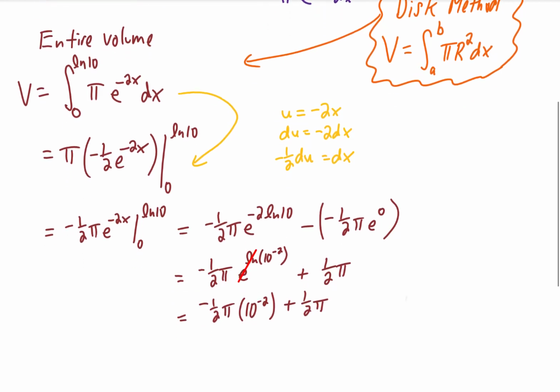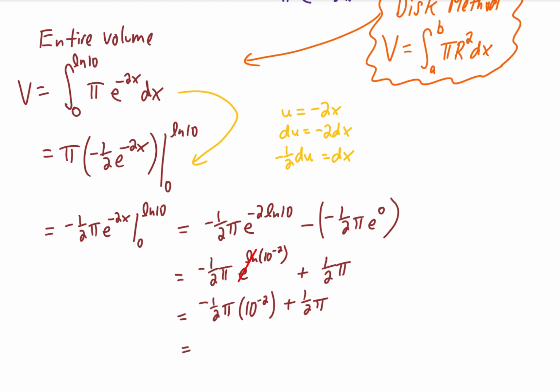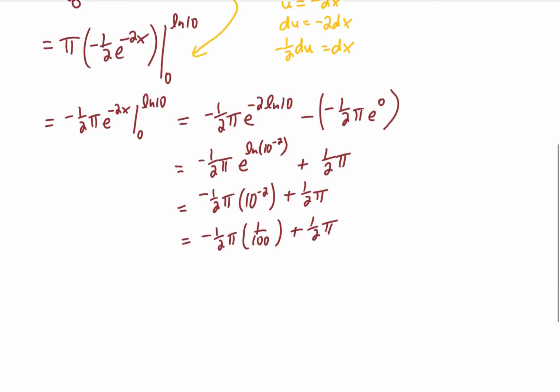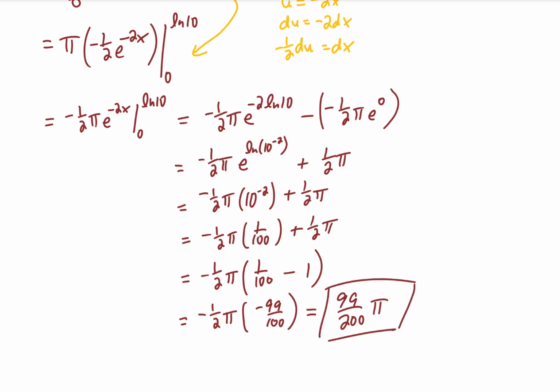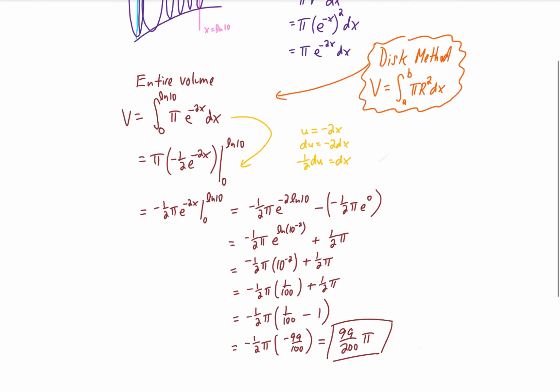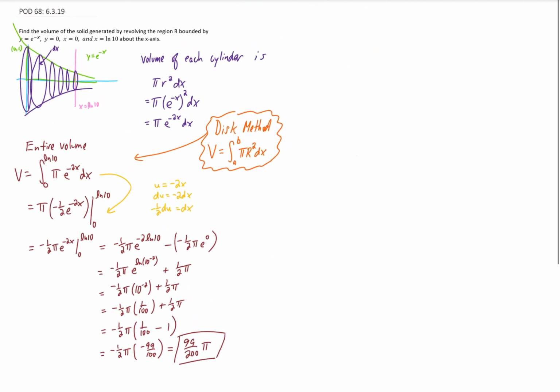And there are a number of things that we can do now to simplify this. Remember that 10 to the negative 2 power is 1 over 100. We could factor a negative 1/2 pi out. Simplifying what's in the parentheses means finding a common denominator. And finally, I'm getting 99 over 200 pi as my final answer. That would be units cubed because this is a volume. So I'm going to zoom out on that so you can see all of the work that we did.